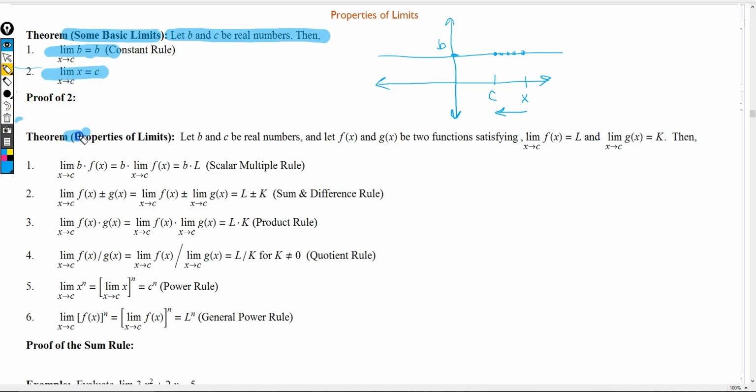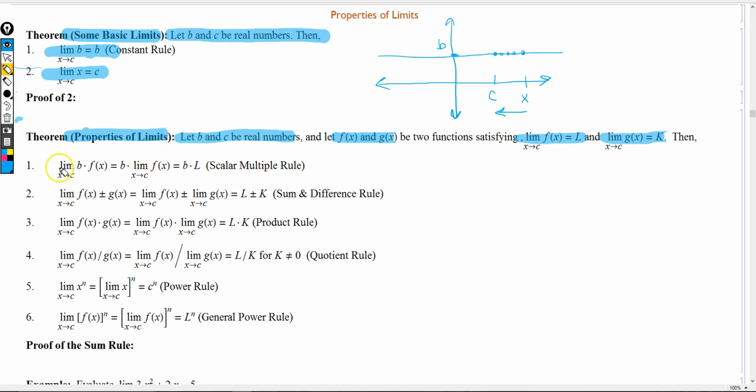Now, here are some other properties that we need to look at. Now, for this theorem, once again, we're going to let b and c be fixed real numbers, and we're going to let f and g be two functions satisfying the limit as x approaches c of f of x is L, and the limit as x approaches c of g of x is k. Then we have the following.